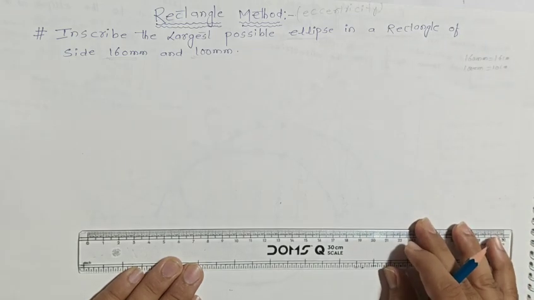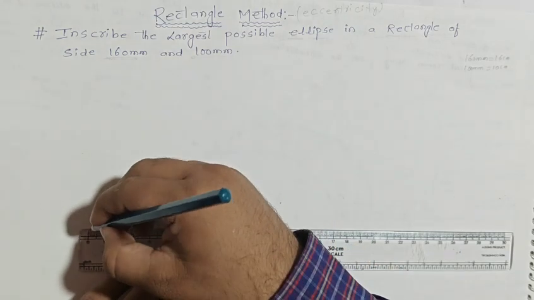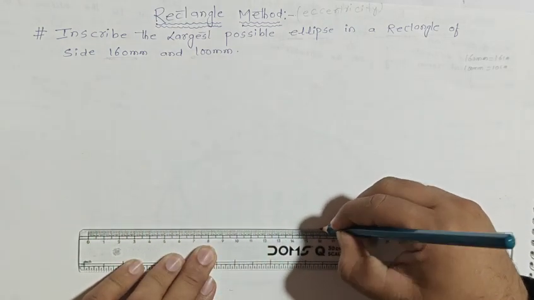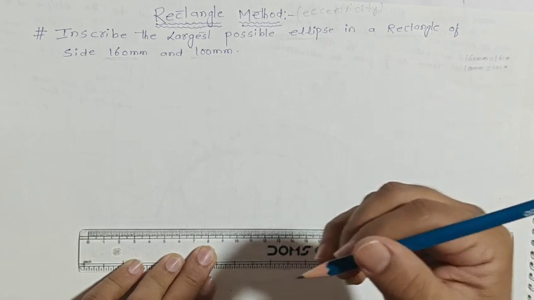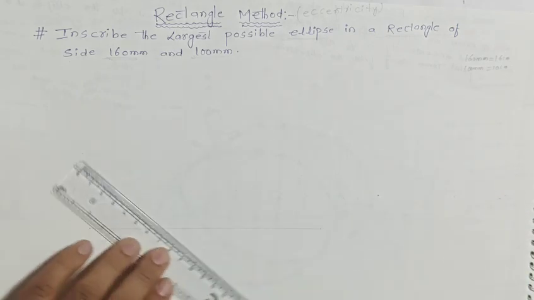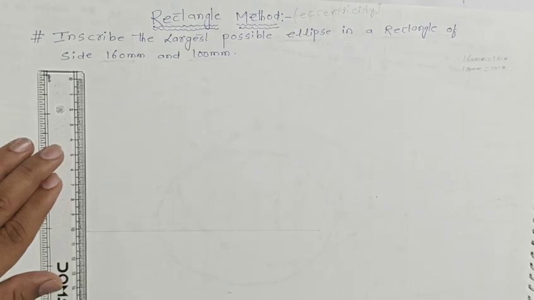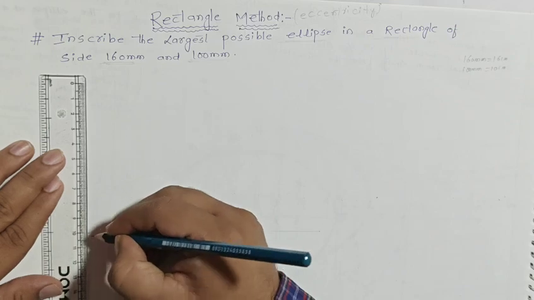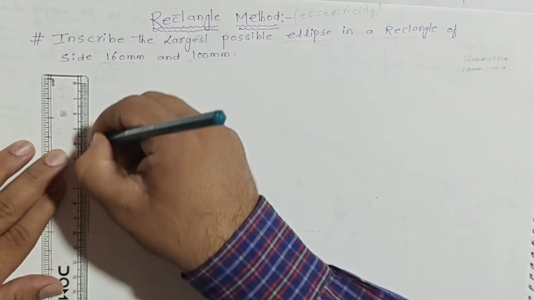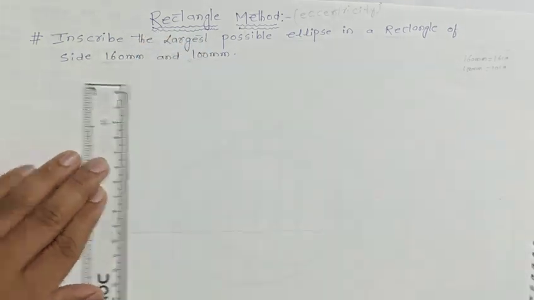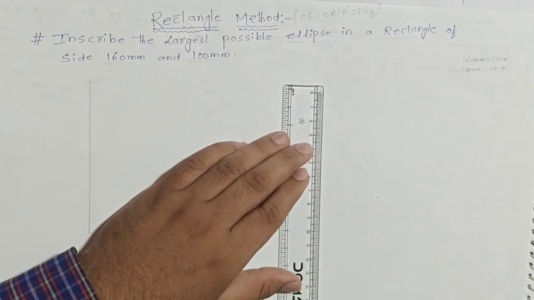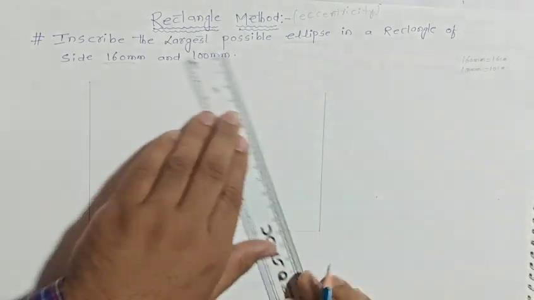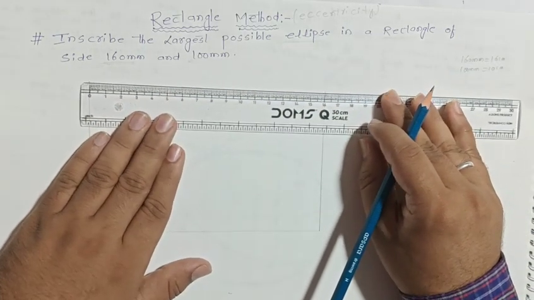Clear? 16 centimeter, we need to measure the length. And height should be 10 centimeter, from this side 10 centimeter, from this side 10 centimeter. And you need to construct this box.